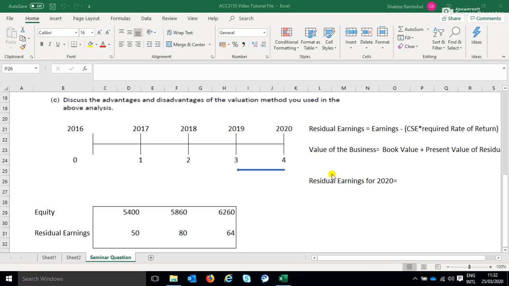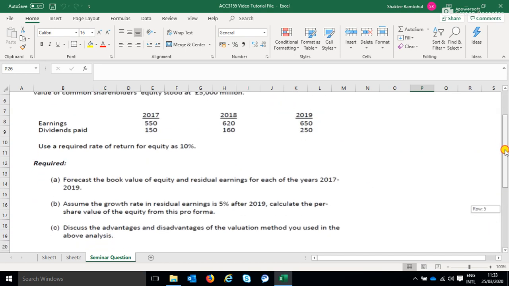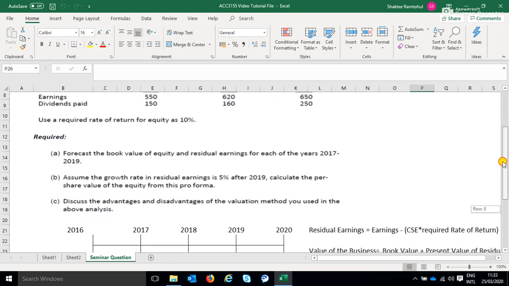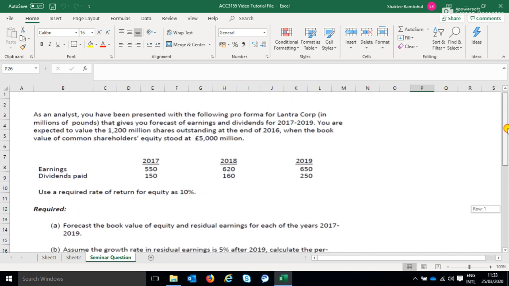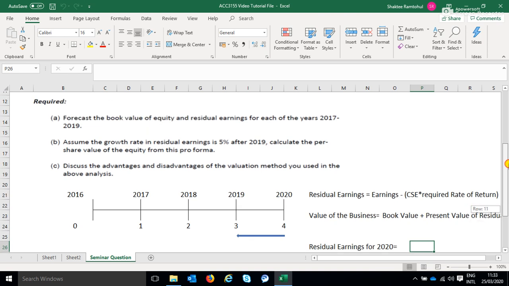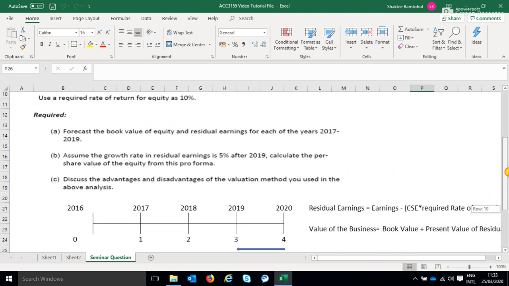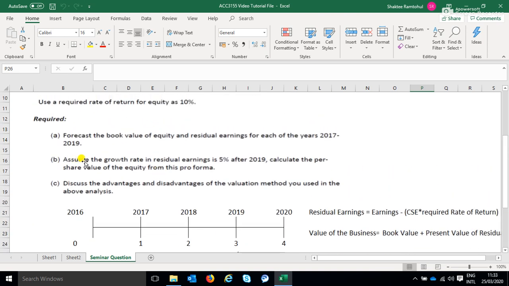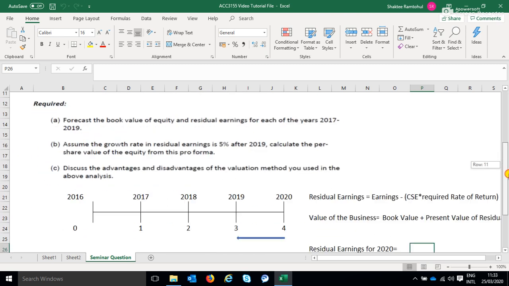Hello everyone, this is lecture 4 and hopefully the final lecture in the residual earnings series. Now you will remember from lecture 3 where we're working on a seminar question and we've completed part A of the question and we're now on to part B. So we are told assume the growth rate in residual earnings is 5% after 2019, calculate the per share value of the equity from this pro forma.